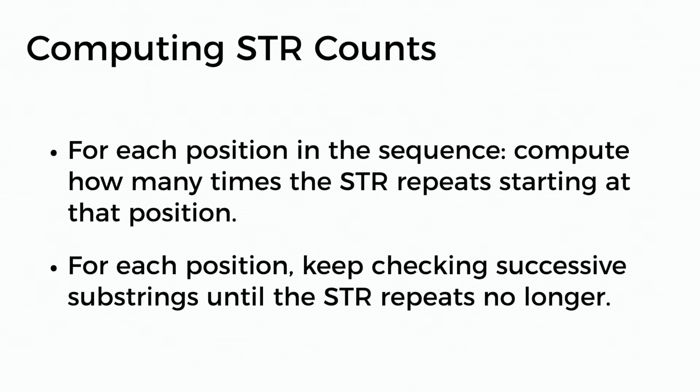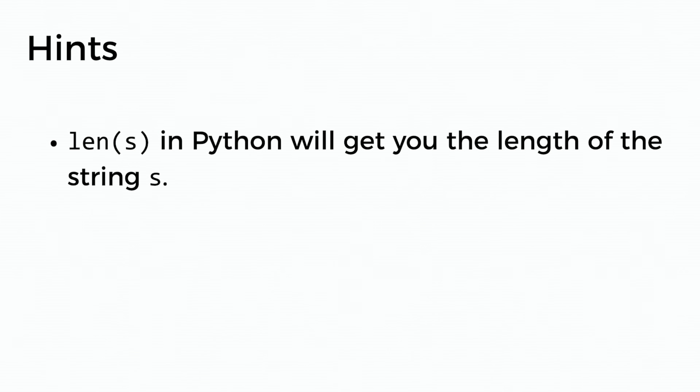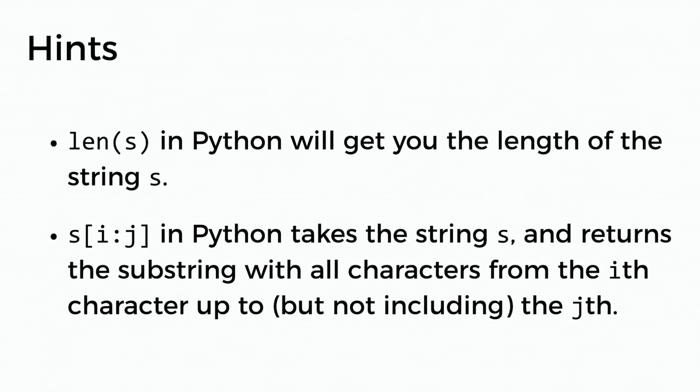And at the end, you'll just want to keep track of what is the maximal number of times that this particular STR repeats consecutively. In order to do this, you might find the len function in Python helpful, which will give you the length of a string s, or any other sequence for that matter. And you can also take a string and get a substring of it by using s[i:j], which takes the string s and will return the substring with all of the characters from character i up to but not including character j. And that might be helpful if you've got a long sequence of DNA and you want to find out whether a particular subsequence of it matches some expected result.